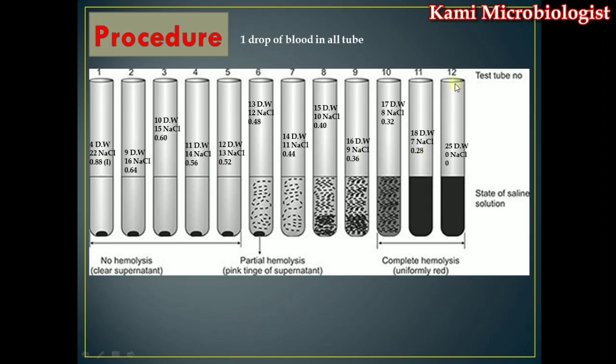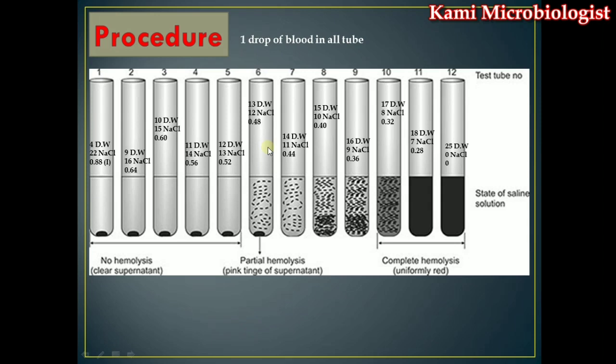But when we go from the 12th to the first tube, we see that the distilled water concentration decreases, while the salt concentration, or the initial concentration, increases, and this is how we get the tonicity. So this is how we add the distilled water and saline solution.